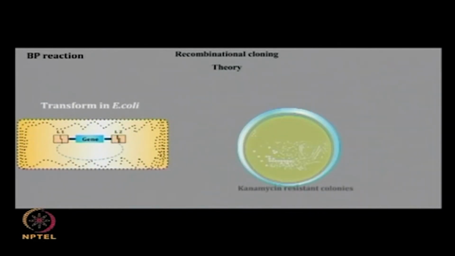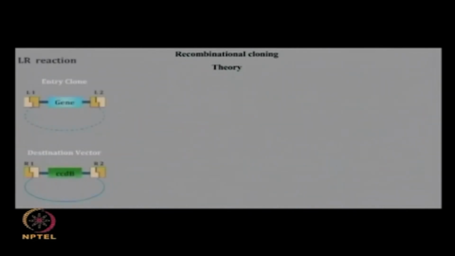The reaction yields more than 90% or almost 100% correct colonies. The colony selection can be performed on kanamycin resistant plates. Once the BP reaction is successfully performed, one needs to take this clone, extract the DNA and then move on to the LR reaction.